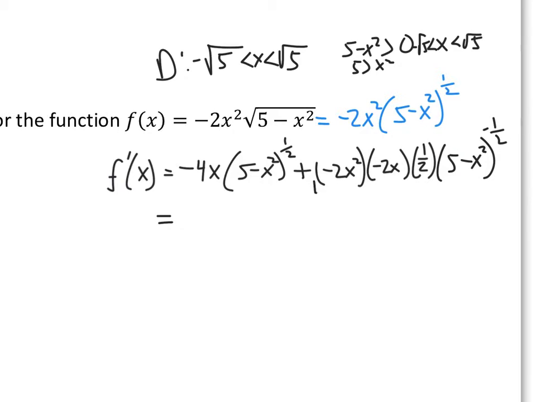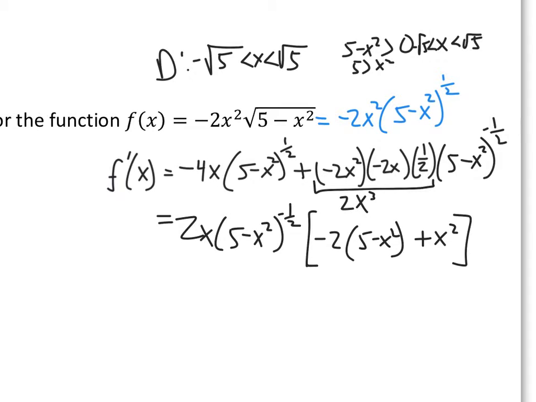We'll also keep in mind that this cleans up to x cubed with a 2. All right, so we'll factor out a 2x, that's what we have in common there, and the 5 minus x squared to the negative 1/2. And this is what we end up with here. So there's our f prime.